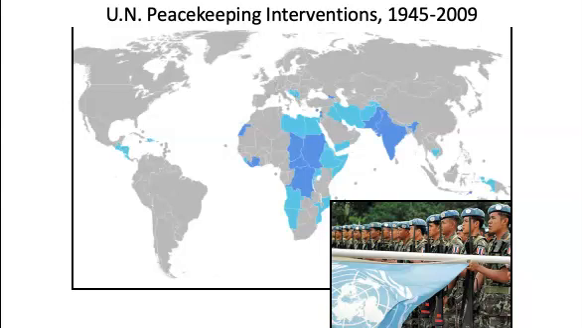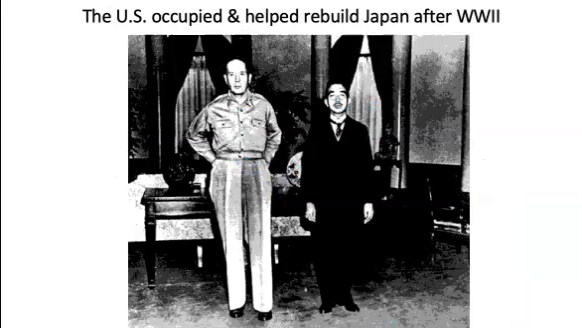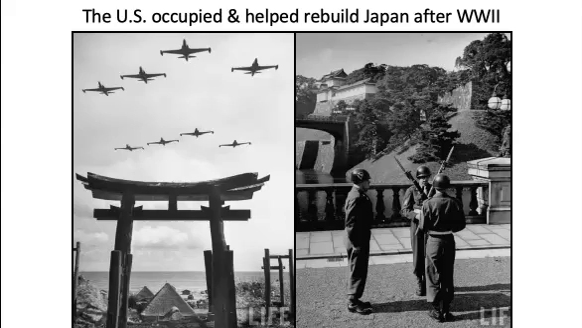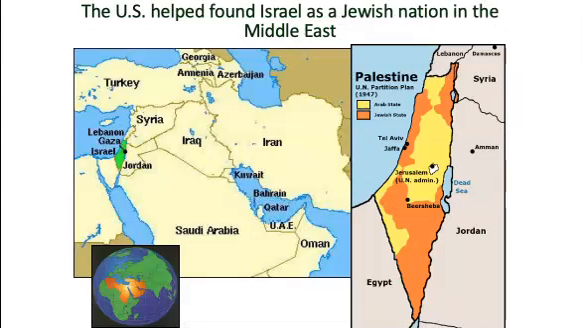You can see some of the different locations marked in blue that we were involved in between 1945 and 2009. In addition to this, the United States is going to occupy and help rebuild Japan after World War II. You can see some of our involvement in the Japanese homeland in these pictures here. In addition to this, the United States will also become involved in the Middle East as we help to create the Jewish nation in the Middle East by the founding of Israel.